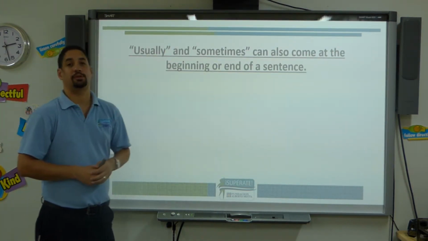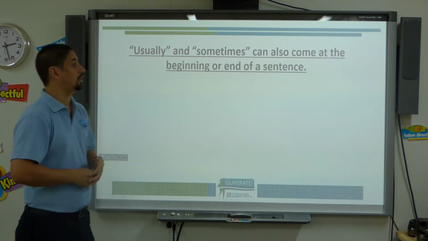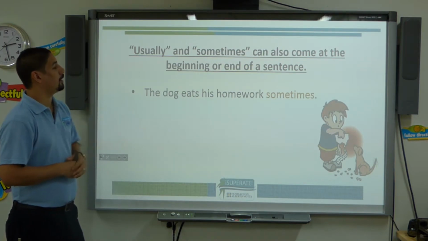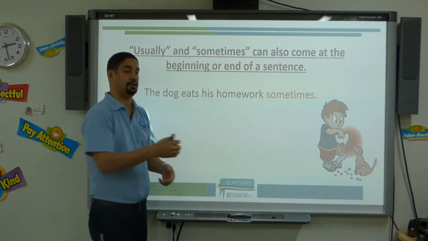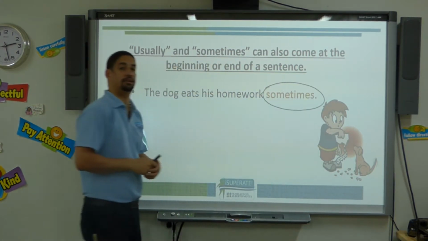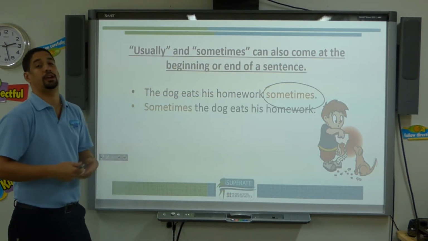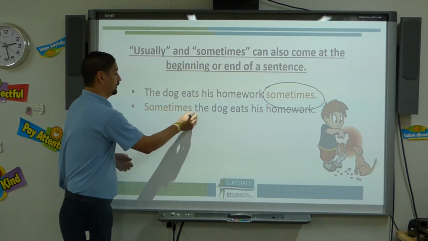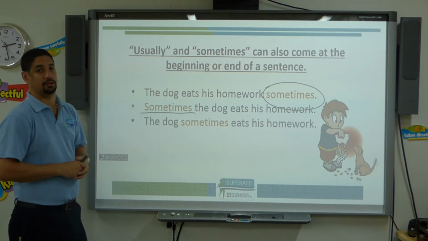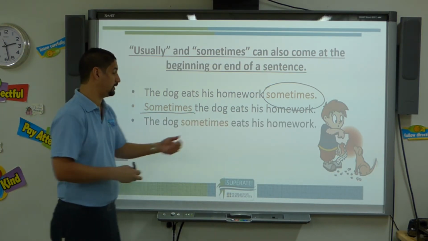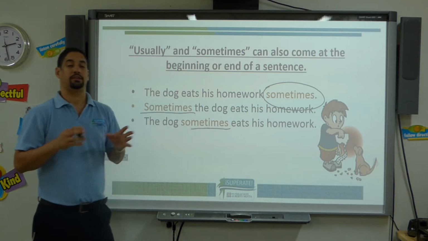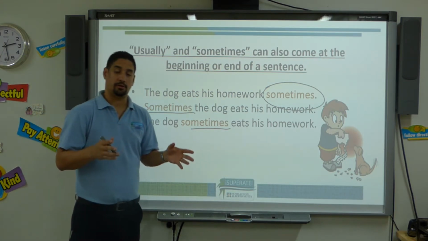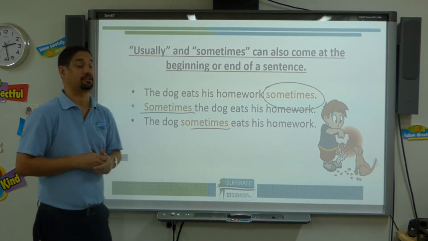Now, the frequency adverbs usually and sometimes can also come at the beginning or the end of the sentence. Let's take a look at an example. The dog eats his homework sometimes. As you can see, the frequency adverb is at the end of the sentence. We can also say it, sometimes the dog eats his homework. In this case, it's at the beginning of the sentence. And finally, we can also say the dog sometimes eats his homework, which is in the middle of the sentence. Now, it is important for you to remember that this only works with usually and sometimes. For the other frequency adverbs, it works as I explained before.